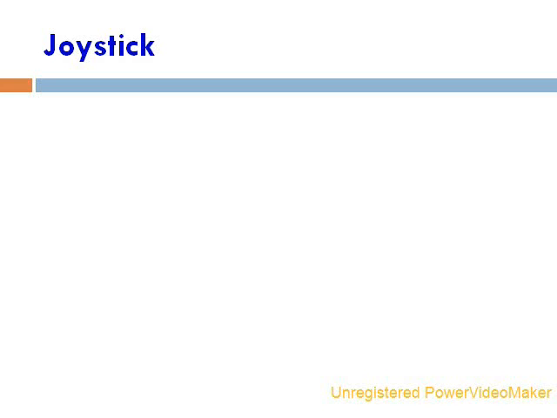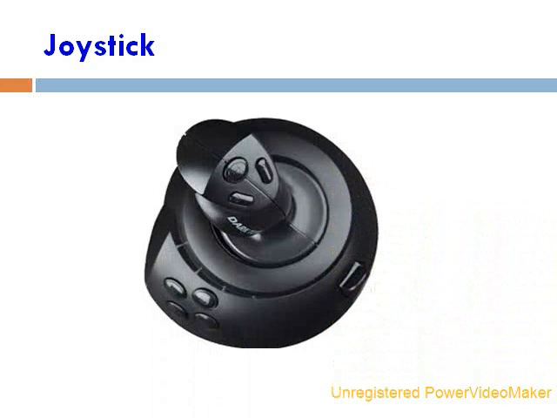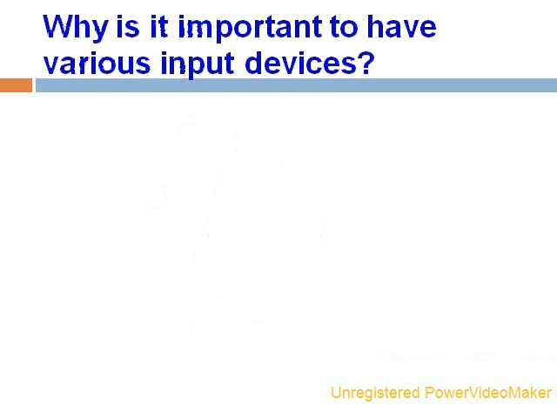Another input device is a joystick. Joysticks are very popular with children or people that like computer games, especially at amusement centers. Here is a picture of a joystick. You can use the joystick to control the movement of things on the screen. So this is also an input device on a computer.